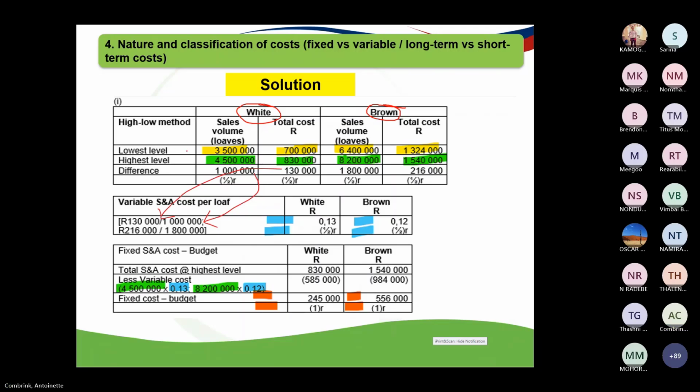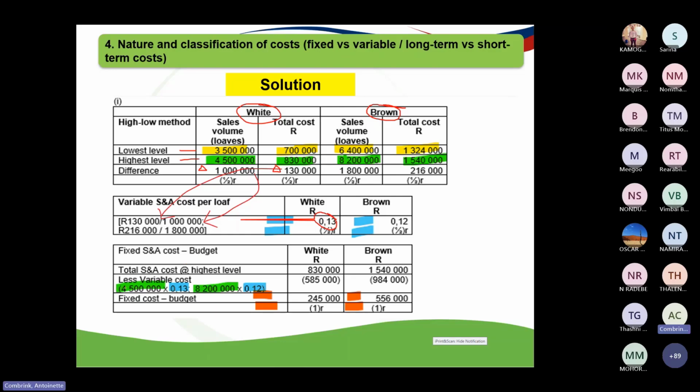So we've got the low level of white. We've got the high level for white. The difference in terms of quantity is a million. Then we do the same with the cost. The 700 is the low. The 830 is the high. The difference in cost is then the 130,000. So then to calculate the variable portion of the selling and admin cost, we take the 130, which is a cost divided by the quantity, that is the movement, and that gives me my 13 cents there for white.